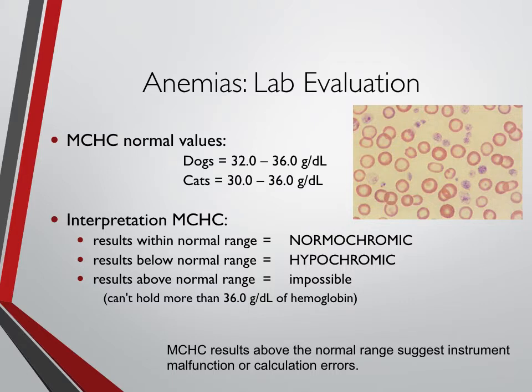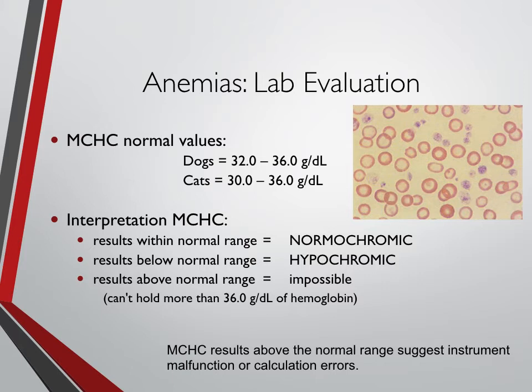So what does that mean? So normal values for a dog for MCHC are between 32 and 36 grams per deciliter, so a relatively small range there. And for cats, it's 30 to 36. And that's simply because we really can't have more than about 36 grams per deciliter of hemoglobin in the average red blood cell sample.